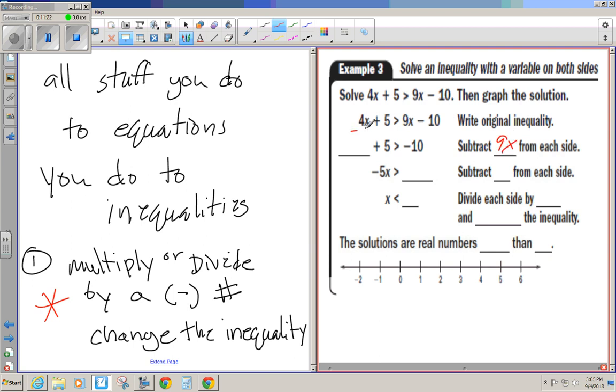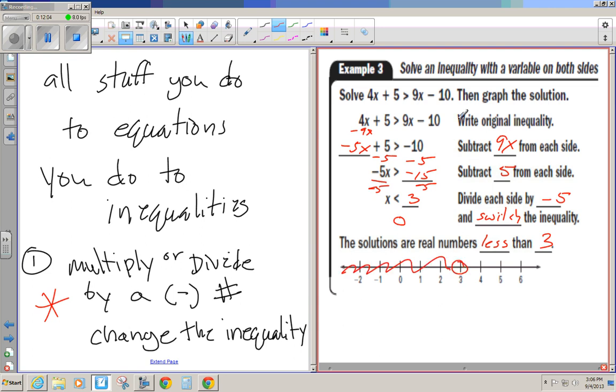So minus 9x is -5x. You're going to then subtract 5 from both sides. -5x is greater than -15. Divide each side now by -5, and switch or flip the inequality. So they're all real numbers. The solutions are all real numbers less than 3. So less than is a circle, and it's less than.